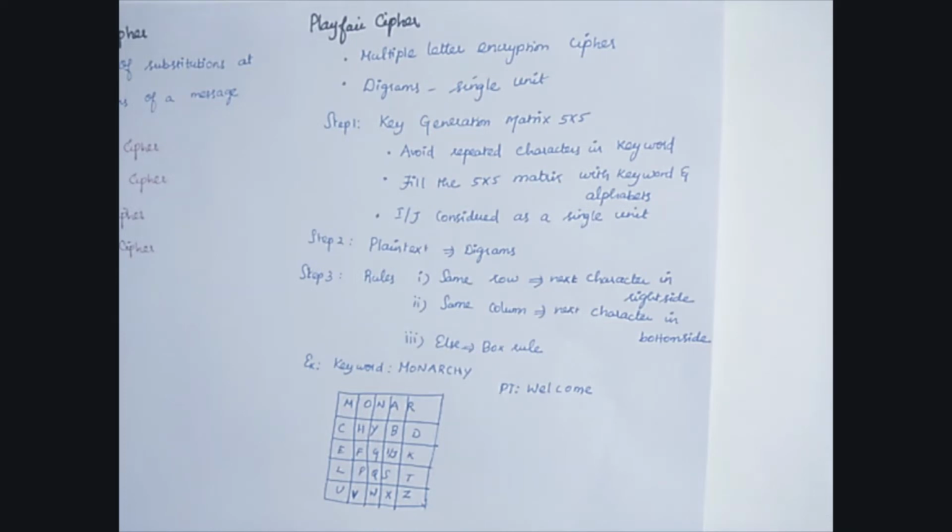The second step is to split the plain text into digrams, that is, two characters are combined and considered as a single unit. Then the next step is that the following three rules will be followed to perform encryption. When the two characters of plain text occur in the same row, we follow the first rule, which is that the characters are replaced by the next character on the right side. If the two characters occur in the same column, the next character will be taken from the bottom side. Else we need to apply the box rule. Let's see an example. Here the keyword is monarchy.